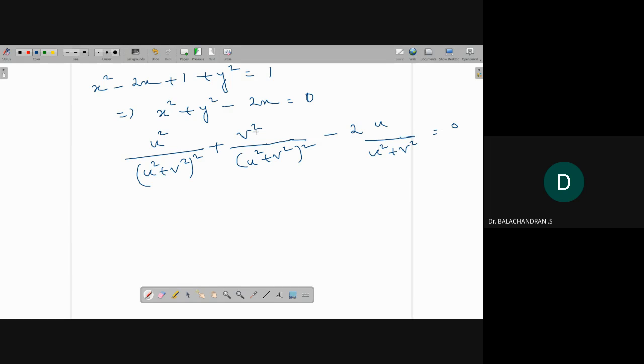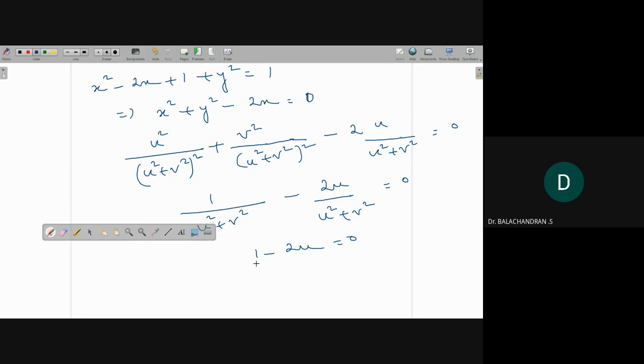Now, if you add the first two, you'll get 1 by u square plus v square minus 2u divided by u square plus v square equal to 0, or 1 minus 2u equal to 0, or u equal to 1 by 2.